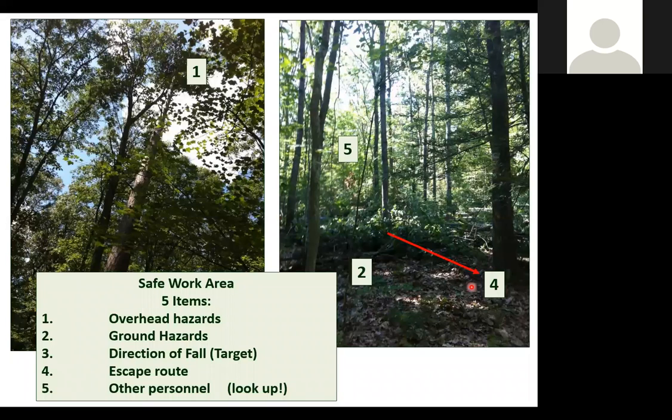And before you release that tree, cut it so it starts to fall, you always want to look up, make sure there's nobody out there. I know this has happened to me. It's happened to many people where they're about to cut the tree and they look up and they have a spectator out there that they didn't expect to see.